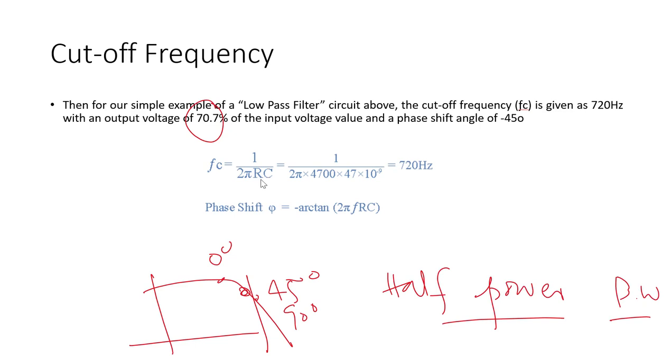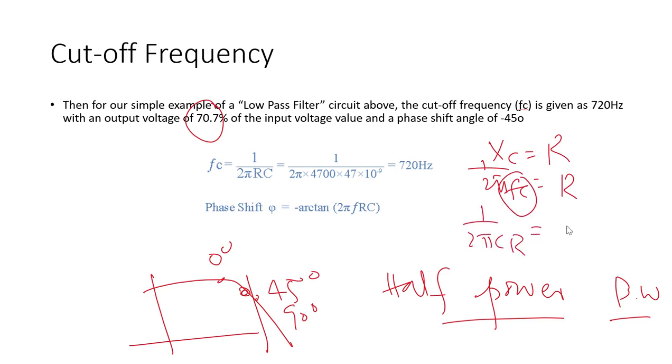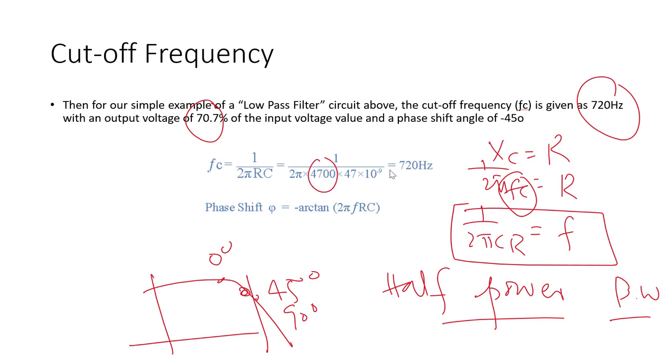So how will we define the cutoff frequency? Xc is equal to R, and 1 over 2 pi Fc is equal to R. Now separate this F: 1 over 2 pi CR is equal to F. So this is our cutoff frequency. For the same circuit that we discussed, the cutoff frequency is at 720 Hertz. How did we calculate that? We had 4K7 ohm resistance and 47 nano capacitance, and we put that in this equation for Fc, and we got 720.